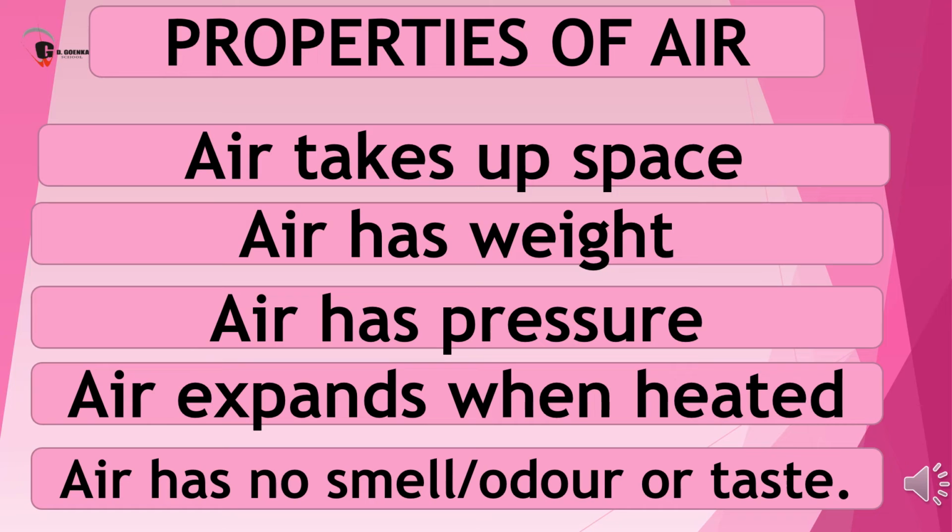Second property is air has weight. Here also we take two balloons. One balloon is full of air and the second is empty. The balloon with the air blown in it has weight. Third property is air has pressure. When the air blows very fast like a storm, it uproots trees or other light-weight objects, which means that fast air has immense pressure.